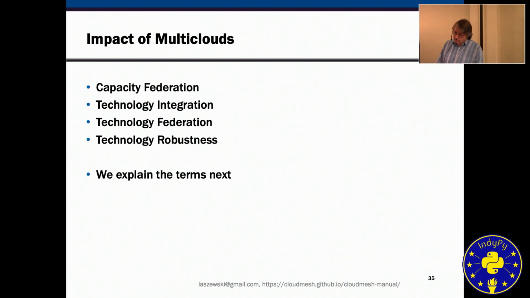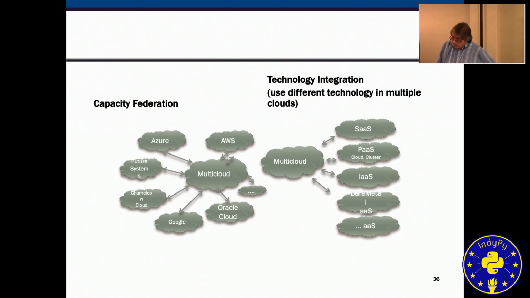Why do we do this? We have capacity, technology, and integration, federation, and robustness. If you take a look at this picture, this makes it pretty clear. In multi-cloud environments, students sometimes get a free tier. And what we can essentially do is combine all the free tiers into one, so it's a cool capacity.